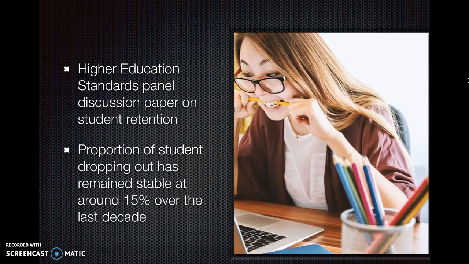The Higher Education Standards Panel recently published a discussion paper on student retention, titled Improving Retention, Completion and Success in Higher Education. The paper found that the proportion of students dropping out of higher education has remained quite stable at around 12 to 15% over the last decade, despite some media hysteria. The report notes that reported figures depend on the calculation type.